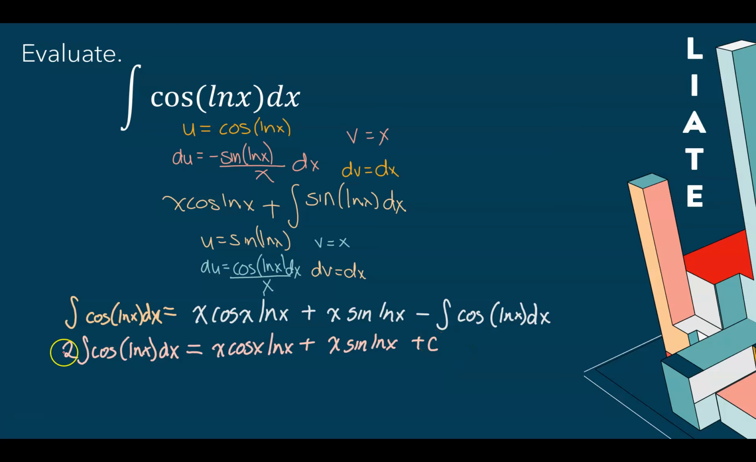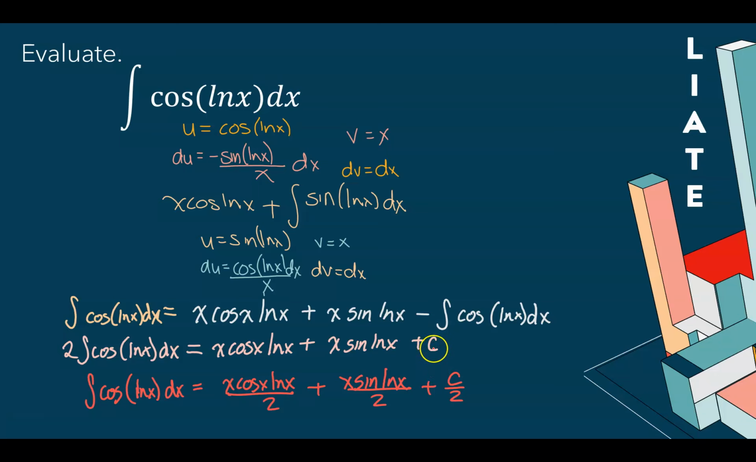Now, we're not quite done. We actually didn't want 2 times the integral of cosine of natural log of x dx. We wanted one of them. So we need to divide out that 2. And so we get that the integral of cosine of natural log of x dx is x cosine natural log of x over 2 plus x sine of natural log of x over 2 plus our constant over 2.